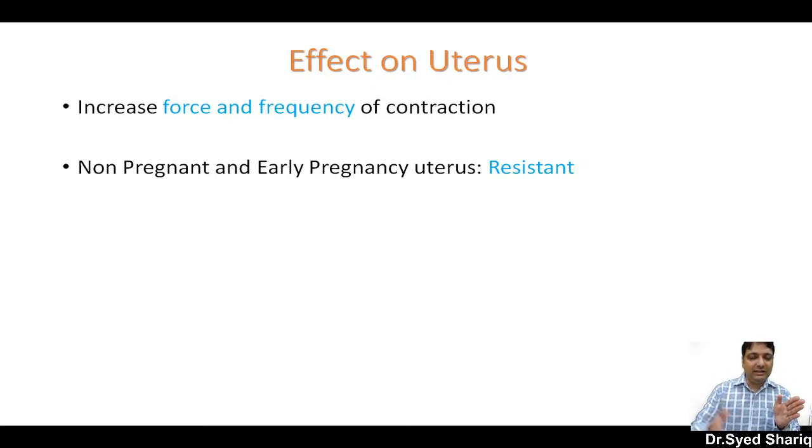There's a gap between each contraction, and this is very important because, as I told you earlier, the blood vessels which are in the myometrium, when the myometrium is relaxed, can supply blood to the fetus. This is very important. Otherwise, the fetus will become asphyxiated. That means the oxygen supply to the fetus is deranged. So this gap is required.